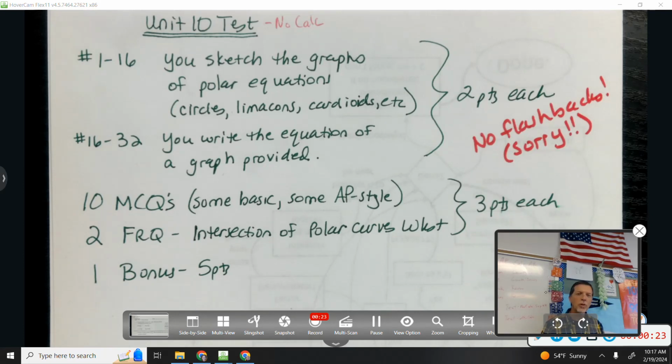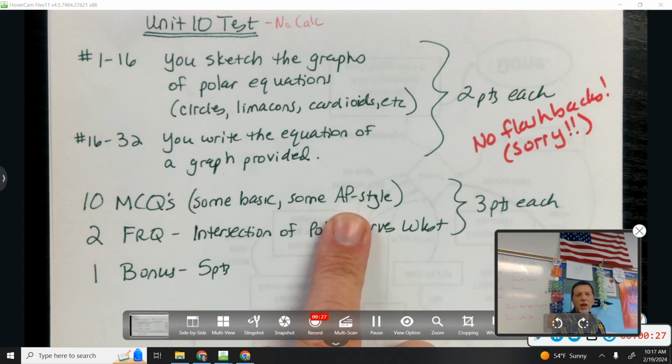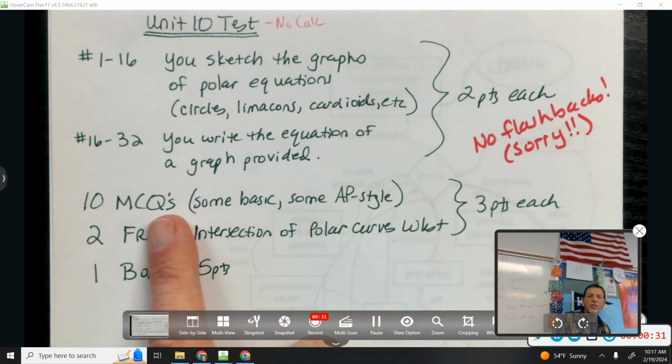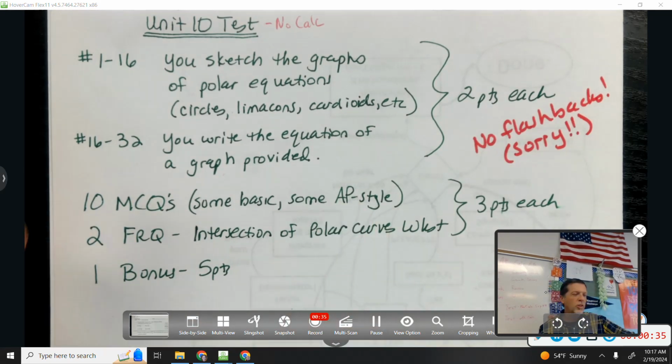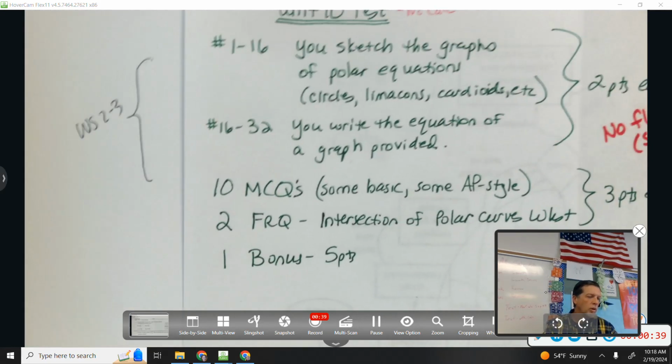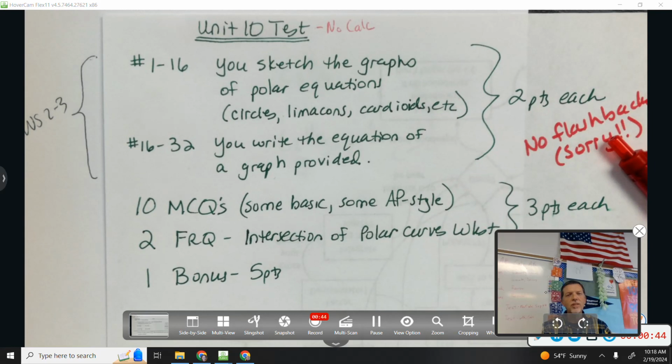10 multiple choice questions. Some of those pretty straightforward. Some of those AP style. In my mind, the AP style multiple choice questions are the hardest part of the test, because 1 through 32 is very straightforward. That's just like worksheet 2 and 3. You want to attach that to it.